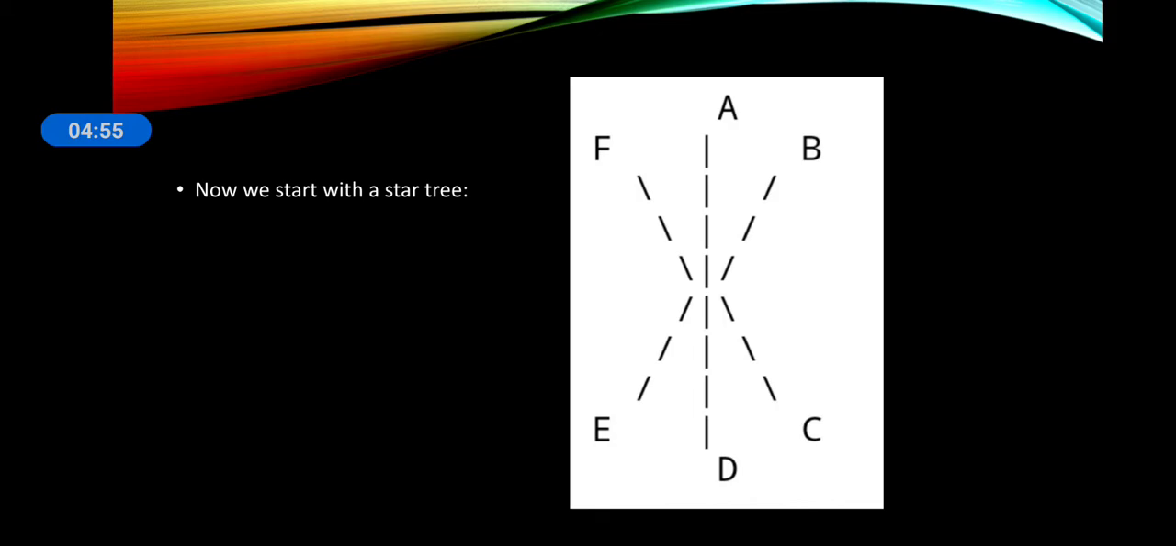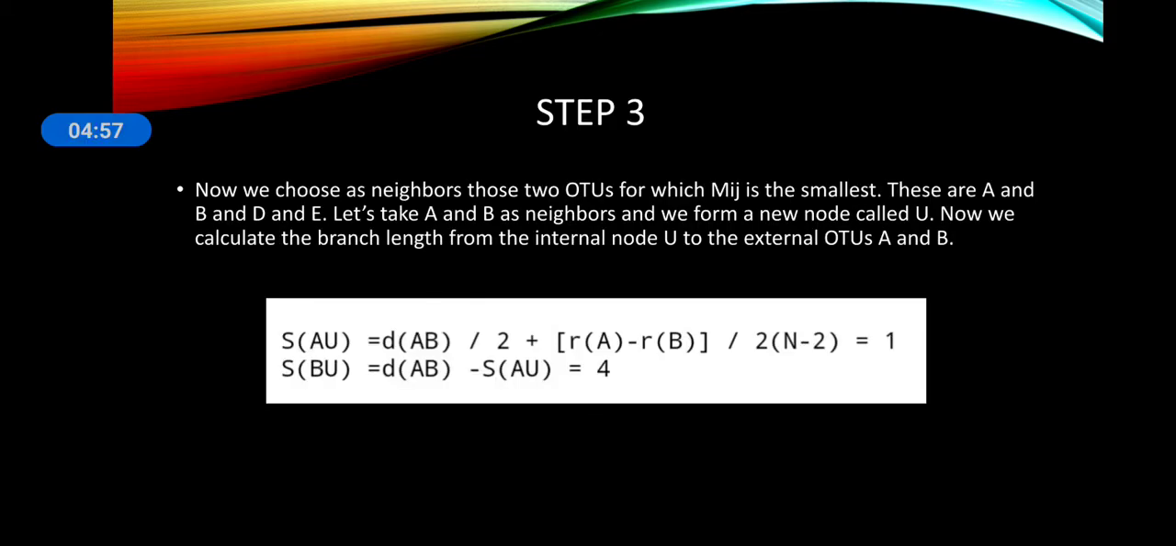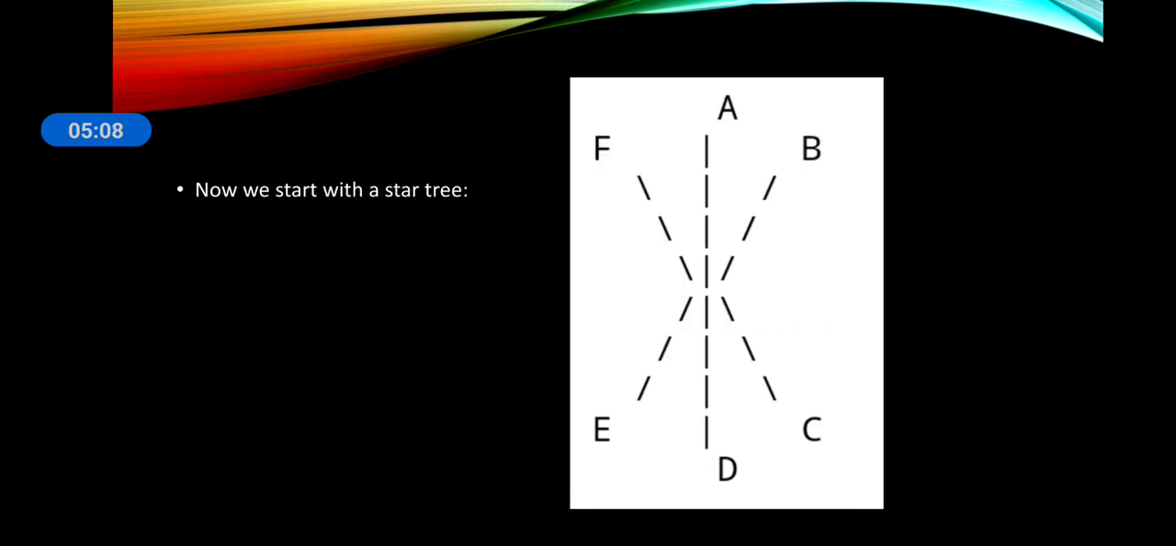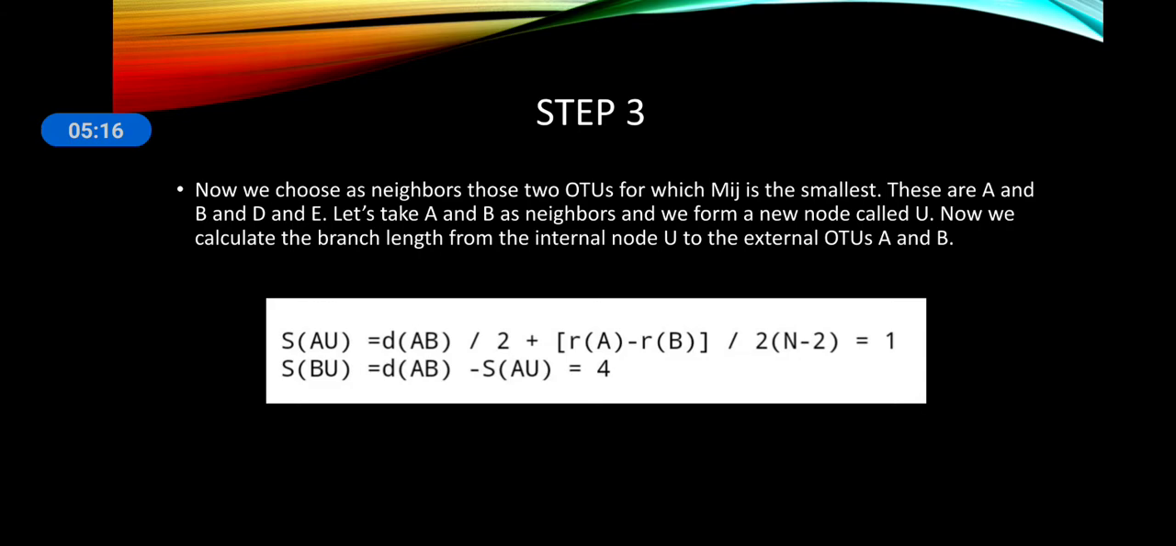Now in step 3, we will choose those two groups for which the Mij that we calculated in step 2 is the smallest as neighbors. We have put them as neighbors in the star tree. So we will put those as neighbors for whom the Mij is the smallest. In this example we have A and B, D and E.